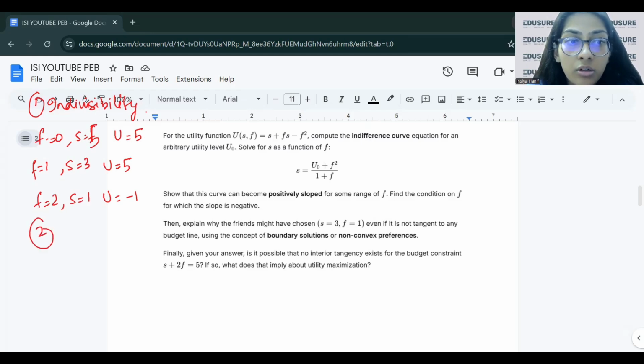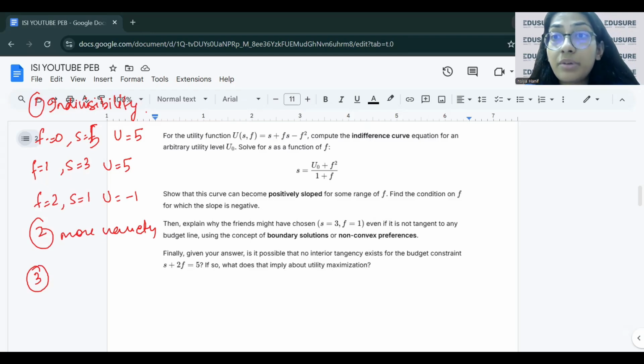The second reason I could think of was that friends may not maximize Leo's utility, right? They may think that f is special and that Leo would prefer a bundle with at least one shaker even if it is slightly inefficient. Even though utility does not change much, just for more variety, this might also have happened, okay? So more variety. And the third reason is non-convex preferences, okay?